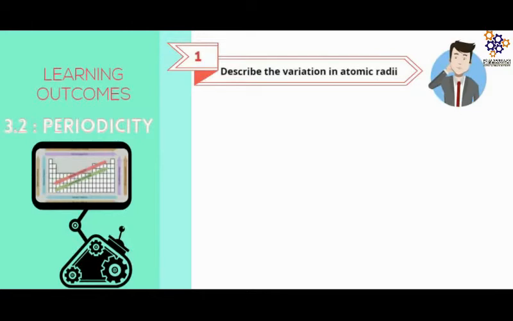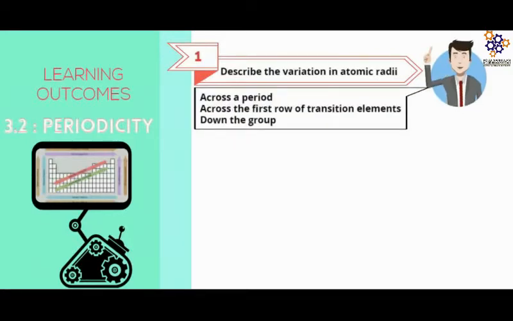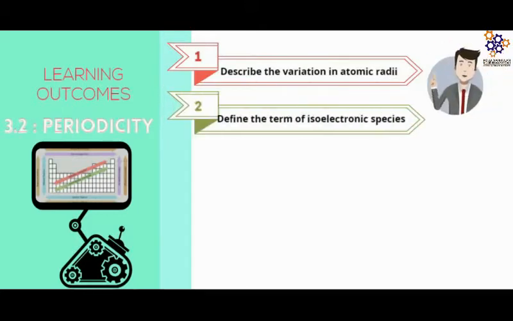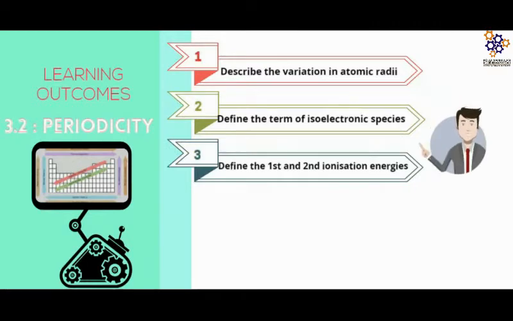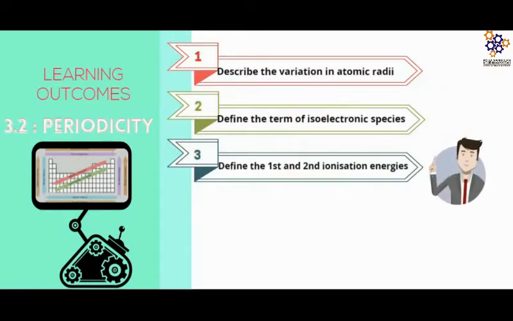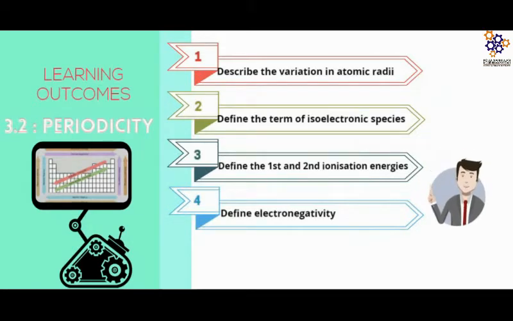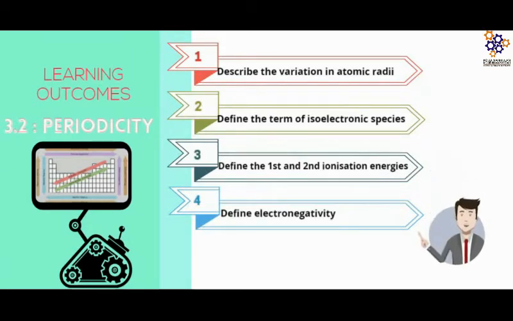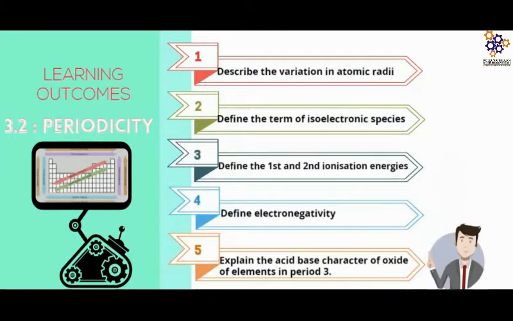Describe the variation in atomic radius across a period, across the first row of transition elements, and down a group. Define the term isoelectronic species. Define the first and second ionization energy. Define electronegativity. Explain the acid-base character of oxides of elements in period 3.